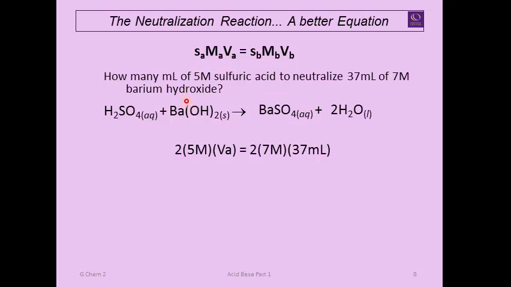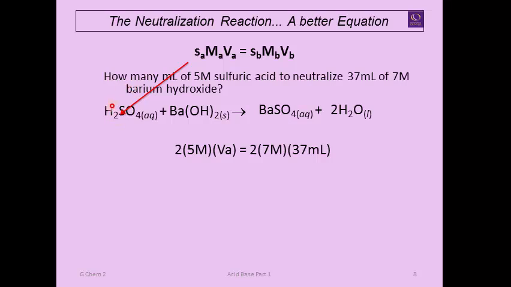In this question, how many mL of 5 molar sulfuric acid is needed to neutralize 37 mL of 7 molar barium hydroxide? So here's the balanced chemical equation. But we're going to just set it up with this equation and basically plug and chug. And look what we did here.